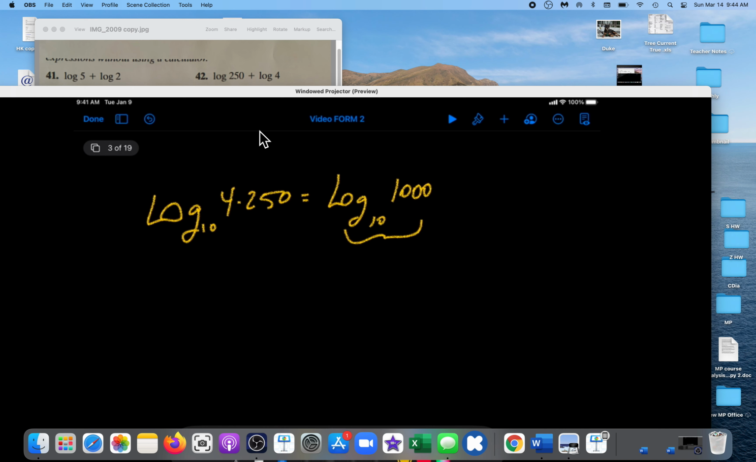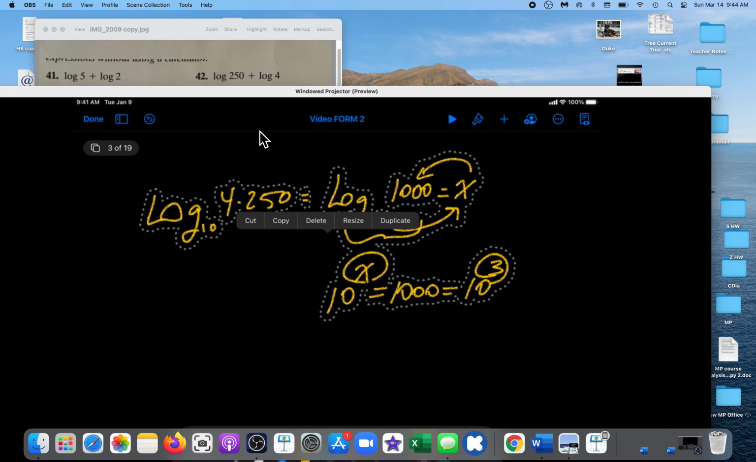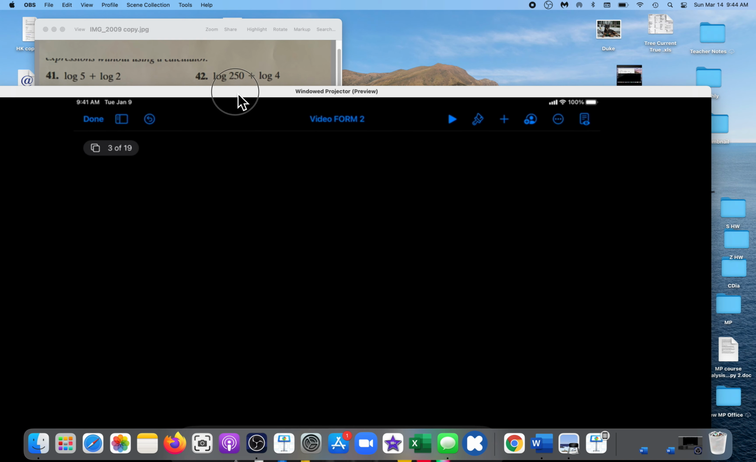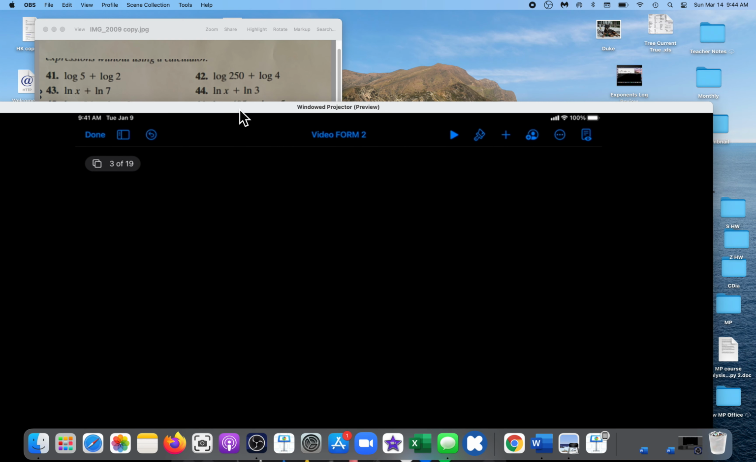We set that equal to x, and then we have 10 to the x equals 1,000, which equals 10 to the third. Therefore, x equals 3. Okay, now we're going to stick with the evens. Now, on these problems here, they just want you to condense them. There's no way to solve for x here, because this is an expression. There's no equal sign here, and we cannot solve this, because then we'll have 2 unknowns in one equation.